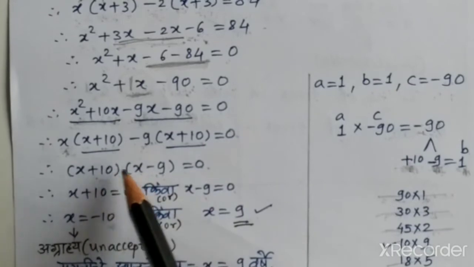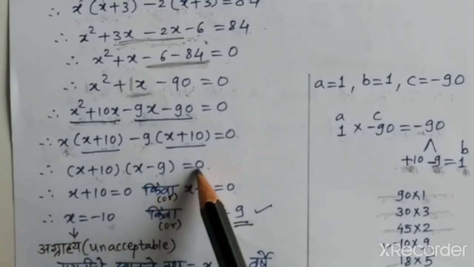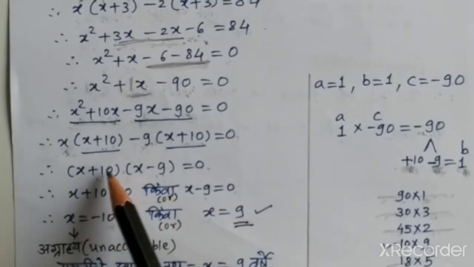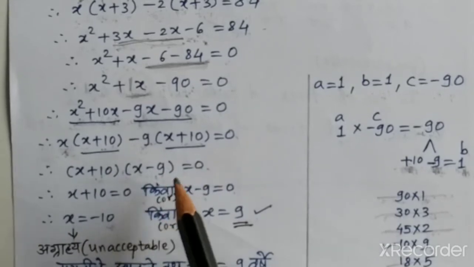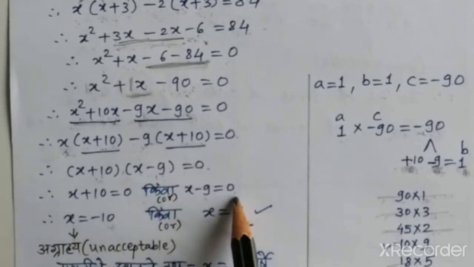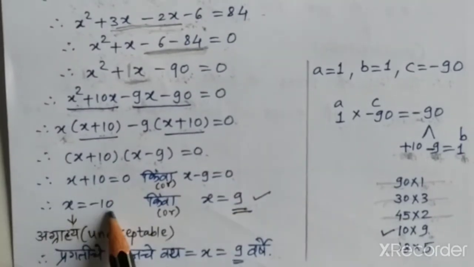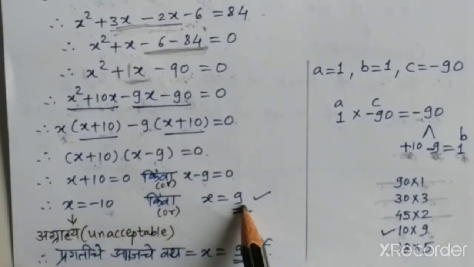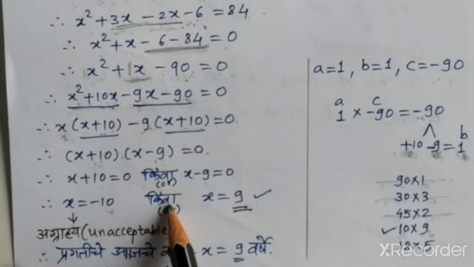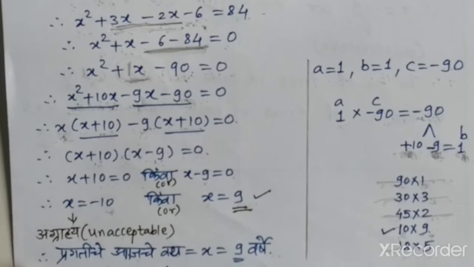Now the product of two brackets is 0. It means the first bracket is 0 or the second bracket is 0. So x plus 10 is equal to 0 or x minus 9 is equal to 0. Take this 10 to the right hand side, it becomes minus. Take 9 to the right hand side, it becomes plus. So x is equal to minus 10 and x is equal to 9.